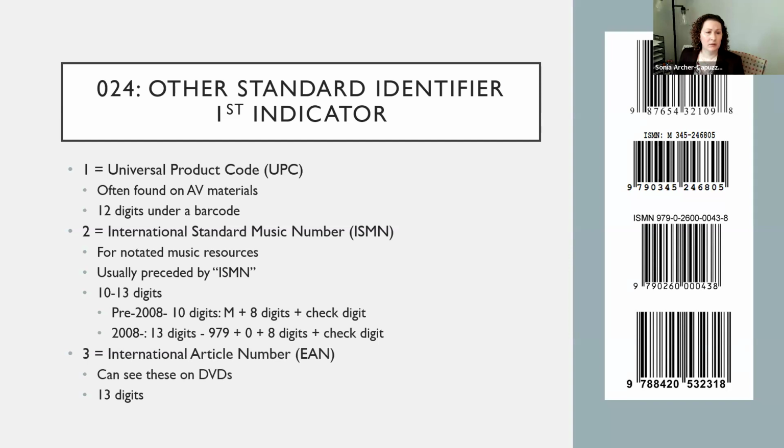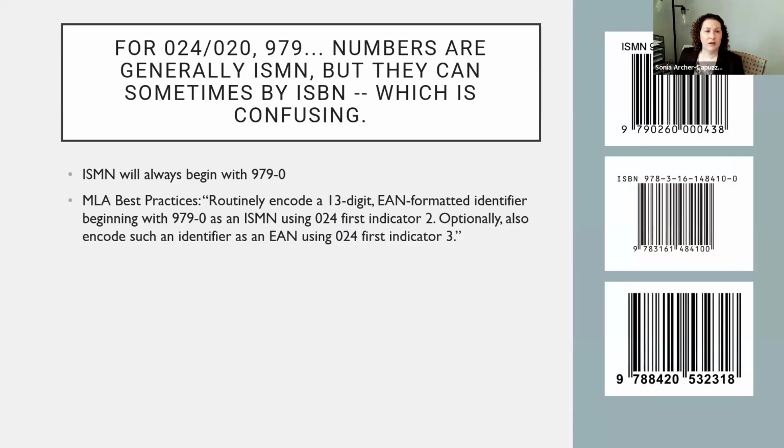And then the International Article Number, the EAN, this is also 13 digits. And I got a question saying, all right, so for 024 2 and 979 numbers, these are generally ISMN, but they can sometimes be ISBN, which is confusing. Yes, that is confusing.